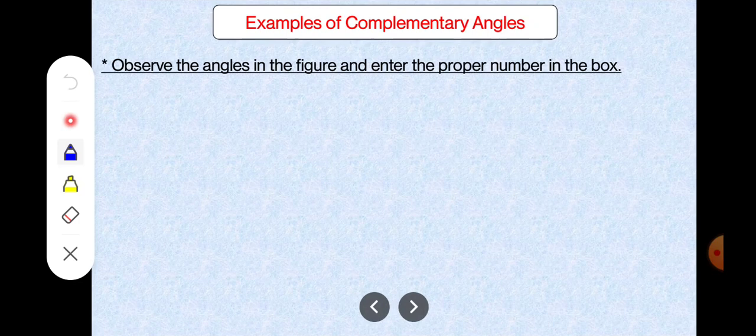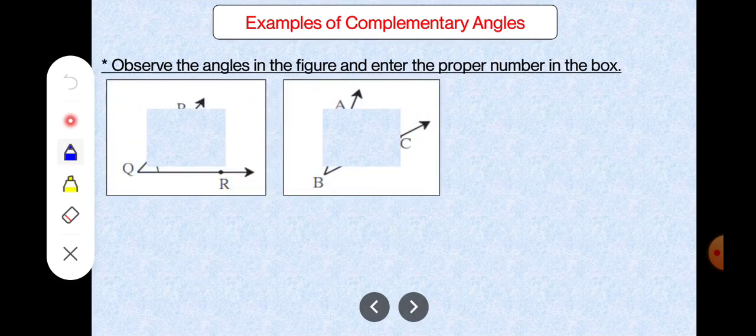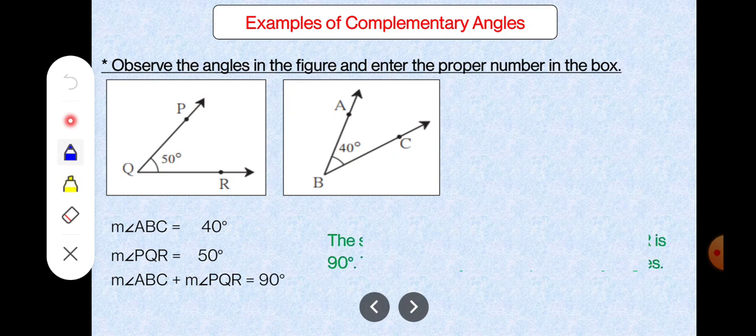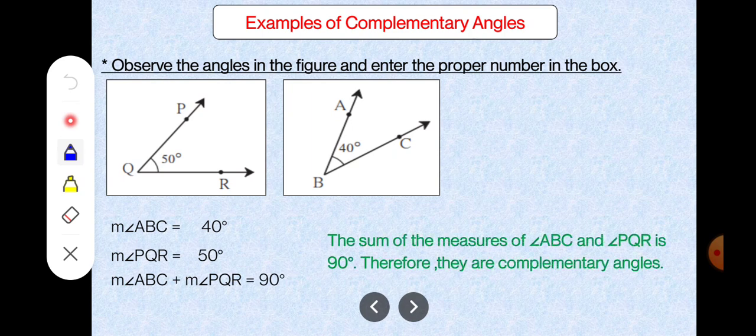Now some examples of complementary angles. Now see this, there are two different angles given and the measurements are also given. So looking at the figure, can you all tell whether they are complementary angles or not? Definitely they are, because angle PQR measures 50 degrees and angle ABC measures 40 degrees. If you sum it up, the sum will be 90 degrees. That is 50 plus 40 is 90, and therefore you can say angle PQR and angle ABC are complementary angles.